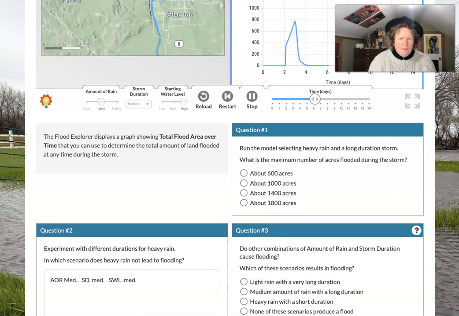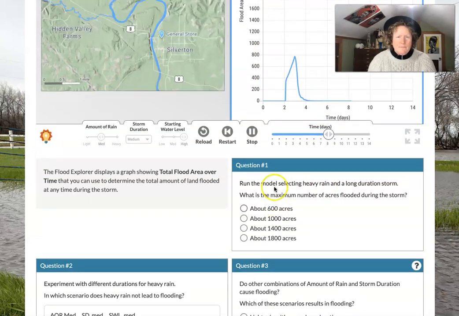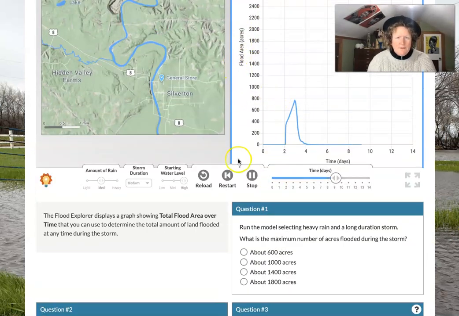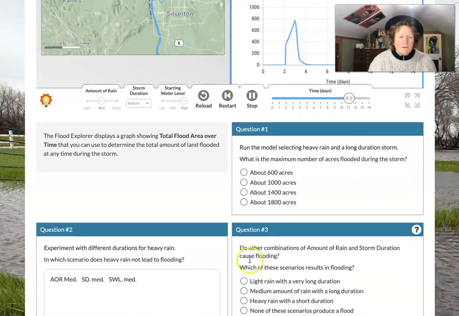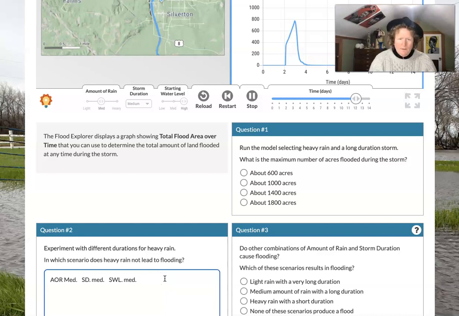So we can record this. That looks like about 800 acres. This flood area is measured in acres. That would be hectares if it was the metric system. The last one was 0 acres flooded because we really didn't ever see the graph. This time, everything is the same except the starting water level was high. And we flooded 800 acres.